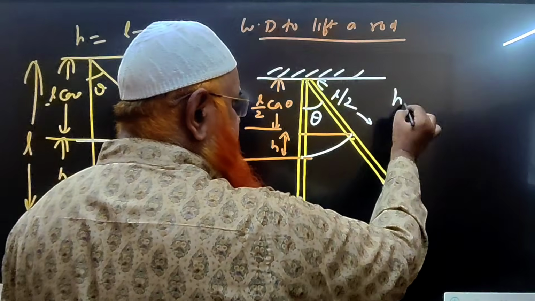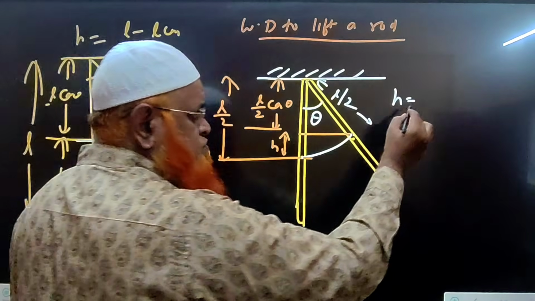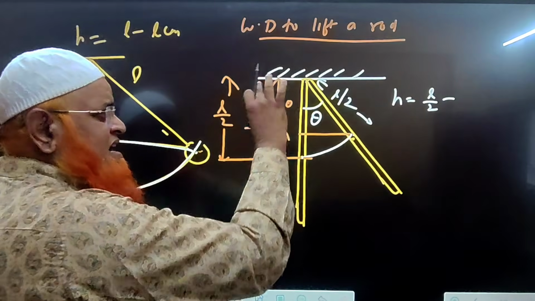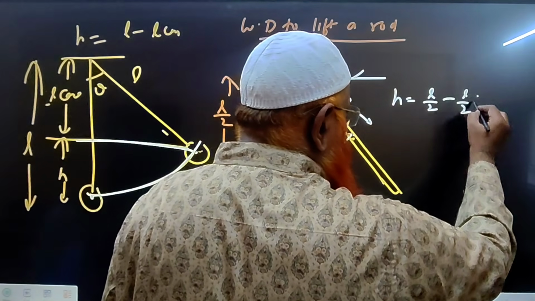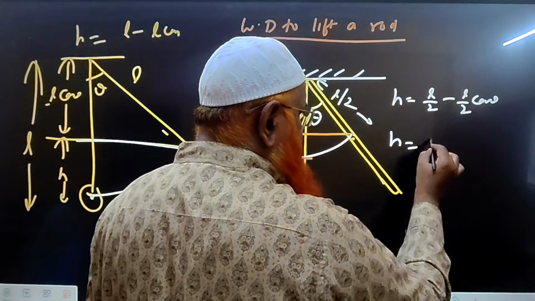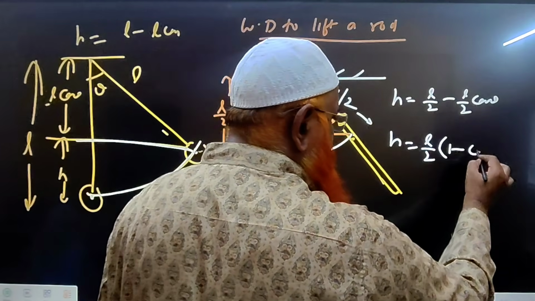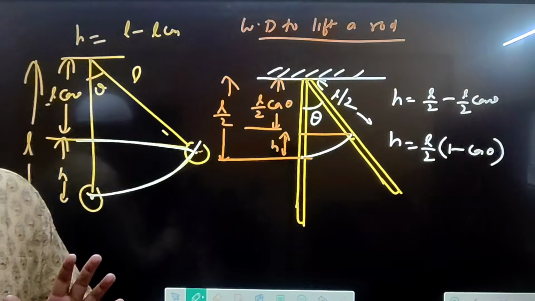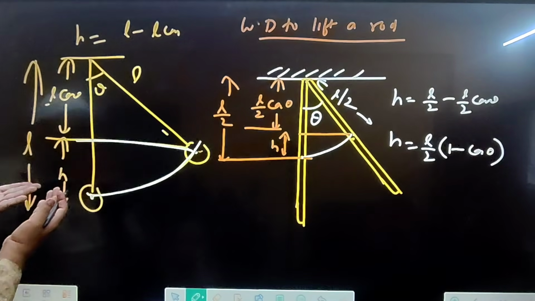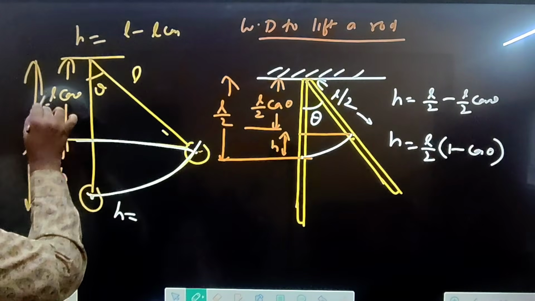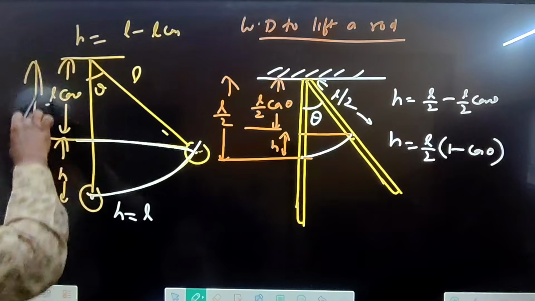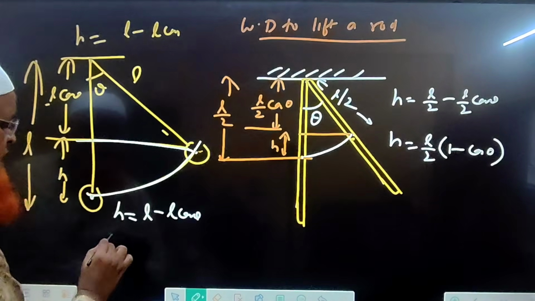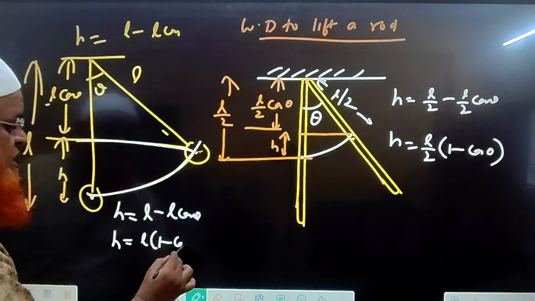So how will you find the height h here? L by 2 minus L by 2 cos theta. So h is equal to L by 2, if you take it common, 1 minus cos theta. Understood? Everything is the same. Here also you take h is equal to the total length minus L cos theta. So h is equal to L into 1 minus cos theta.